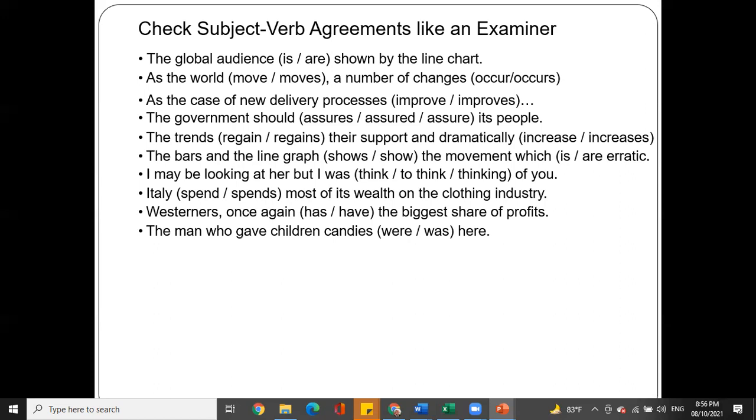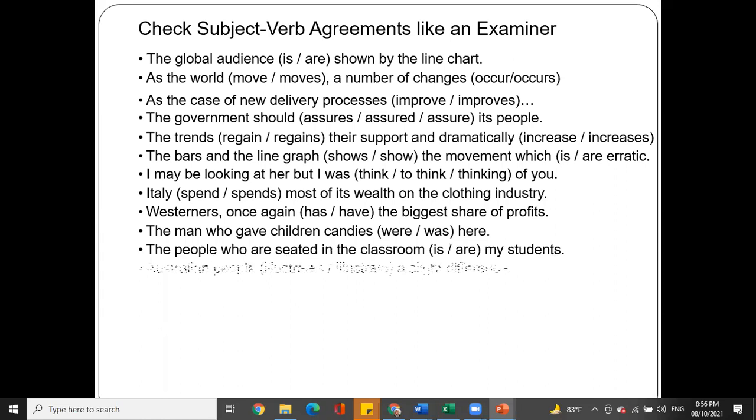The man who gave children candies was here. Where's the subject? The man. The people who are seated in the classroom are my students. Australian people illustrate a slight difference.